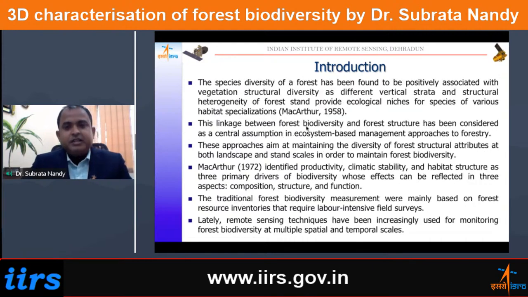So in this lecture, I'll be discussing with you how these forest structures are related to forest biodiversity assessment. When you say species diversity of a forest, it has been found that it is positively associated with the vegetation structural diversity, as in different vertical strata and structural heterogeneity of forest stands. This provides ecological niches for species of various habitat specialization. So the linkages between forest biodiversity and forest structure are considered a central assumption of ecosystem-based management approaches in forestry.